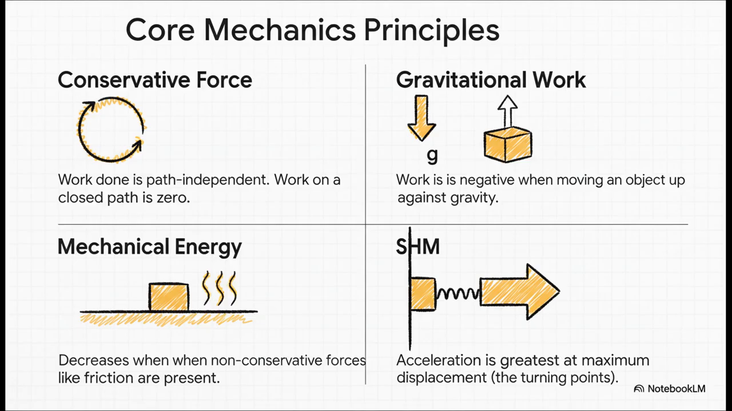With a conservative force, like gravity, the path you take doesn't matter, only the start and end points. That's why the work over a closed path is always zero. Now, when non-conservative forces like friction get involved, that's when your total mechanical energy starts to decrease, usually lost as heat. And speaking of gravitational work, just remember, lifting something against gravity, that's negative work.